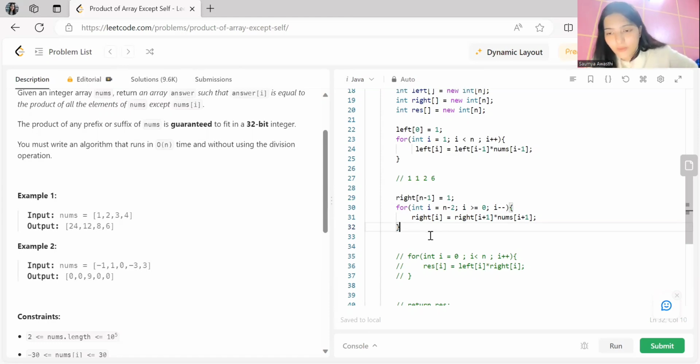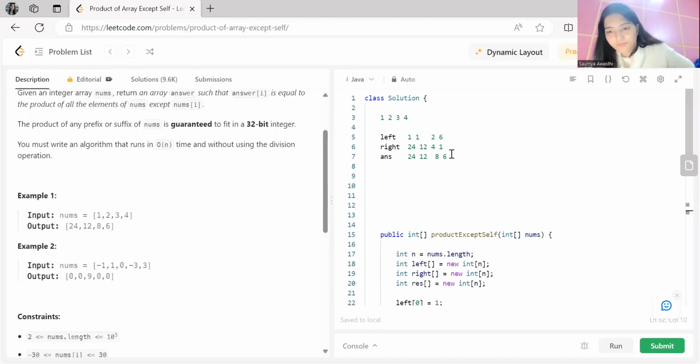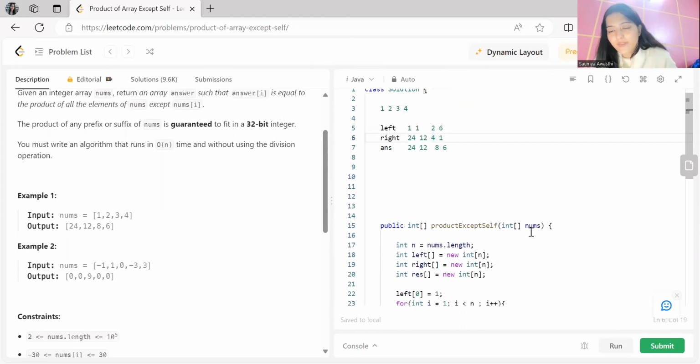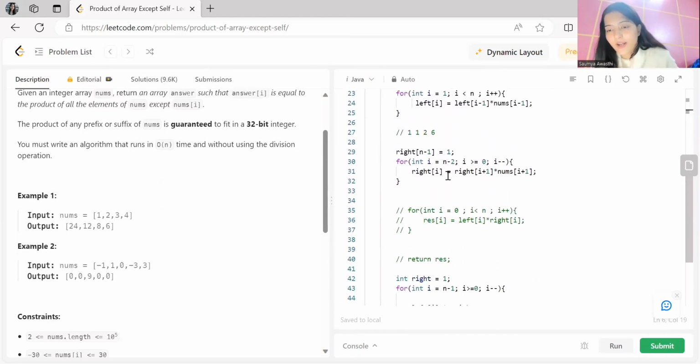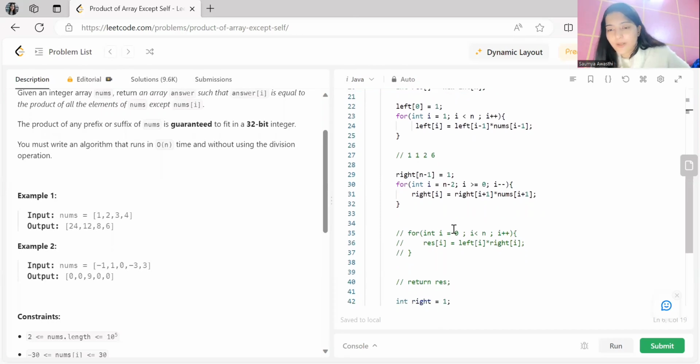And how we are doing it: take the element. I have to compute for this particular index. So how will I do that? I will take the element at right of I plus 1 index, what is the element? 1. And nums of I plus 1 index, what is the element? 4. So 4 into 1, 4 we will take, right? So likewise we will compute here. So that's what you can see: I have done right of I equal to right of I plus 1 into nums of I plus 1 position, right? So now both our left and right arrays have been prepared.